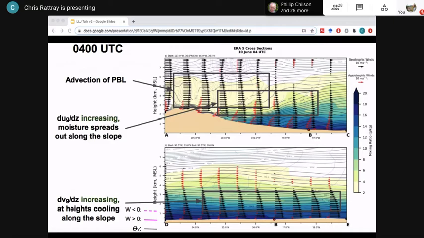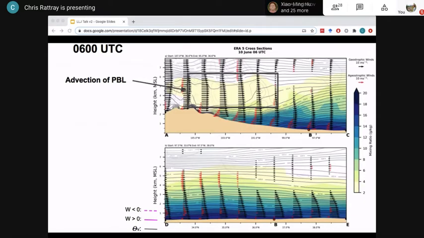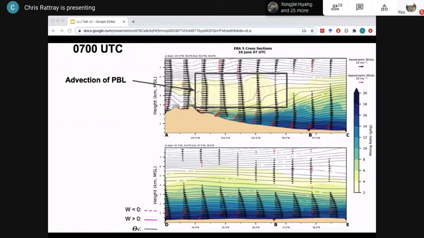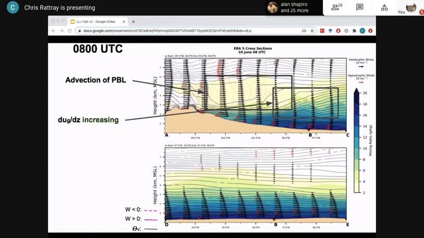Now, as you'll see, the boundary layer from the west advects eastward. So there's continuing some changes, and the boundary layer is continuing to advect east. So we should start to see some changes in the meridional profile at the bottom.